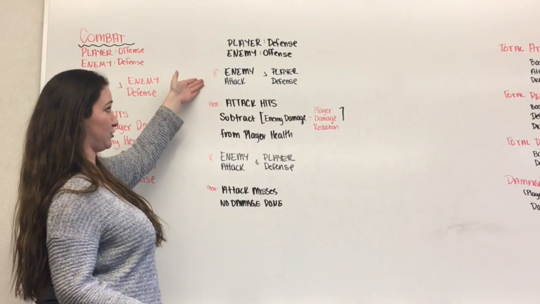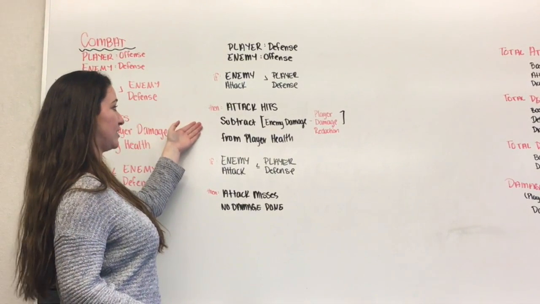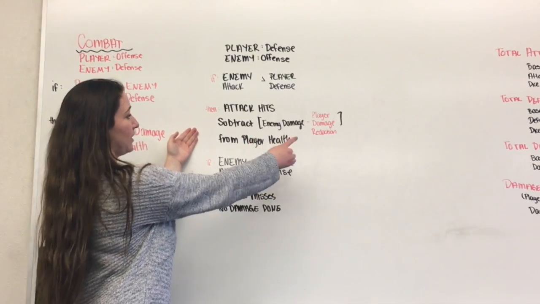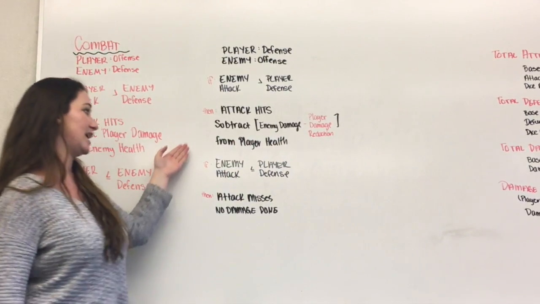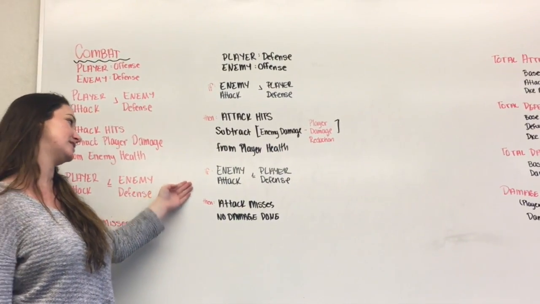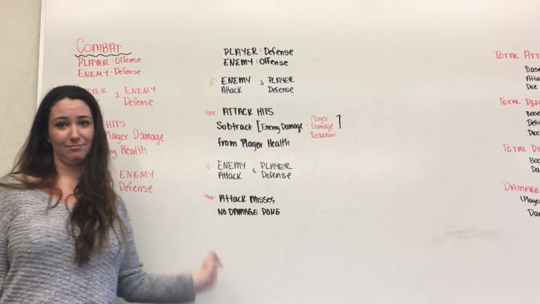If the enemy's attack is greater than the player defense, then the attack hits and you subtract the difference between the enemy damage and the player damage reduction from the player's health. If the enemy attack is less than or equal to the player defense, then the attack misses and no damage is done.